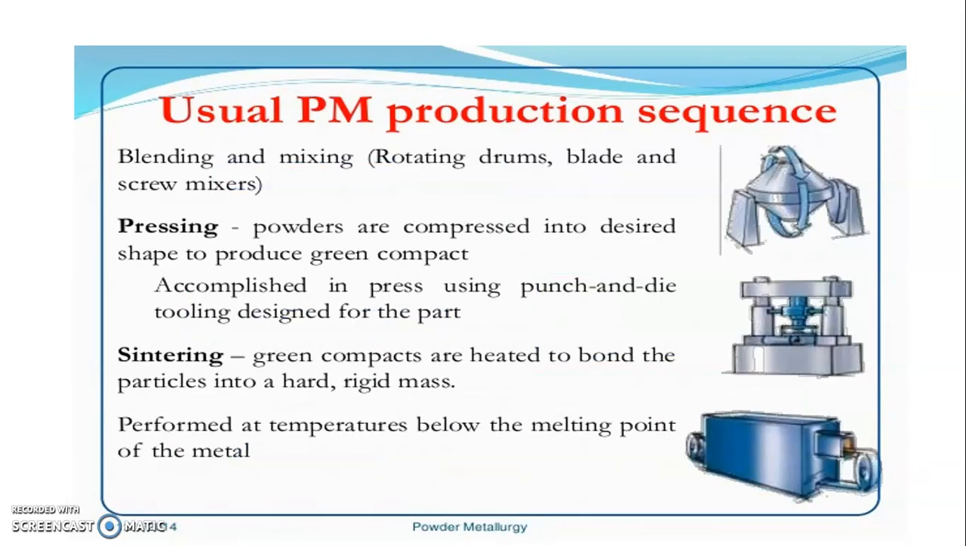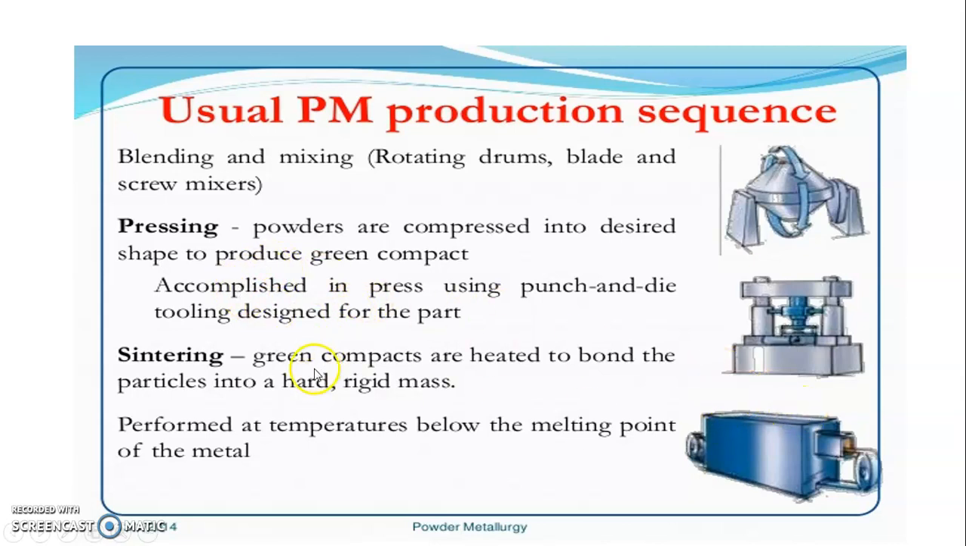Then blending and mixing will take place. Here you can see the blending and mixing taking place. Rotating drum, blade and screw mixers are available for mixing various compositions of the powders. After that, pressing. Powders are compressed into the desired shape to make a green compact. The green compact is produced in a press using punch and die tooling designed for the part.